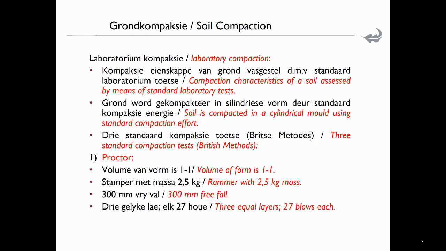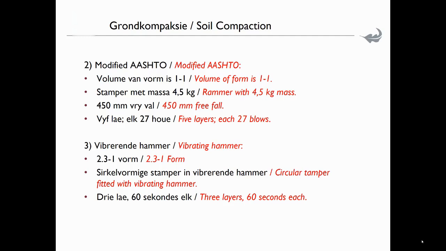So the hammer falls 27 times. That's essentially what it means. The modified AASHTO, or commonly referred to as mod AASHTO, the volume of the form is still 1 liter. It's the same as the previous one. But now we have a rammer with 4.5 kilograms of mass. The free fall distance is 450 millimeters, and we compact 5 layers, each with 27 blows.